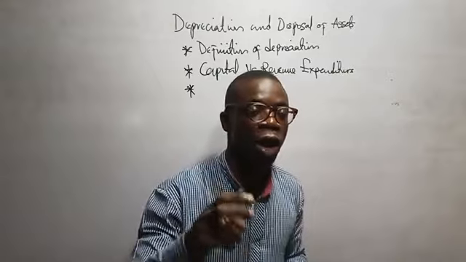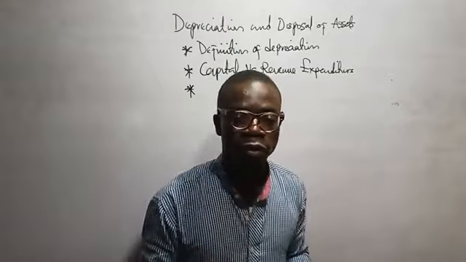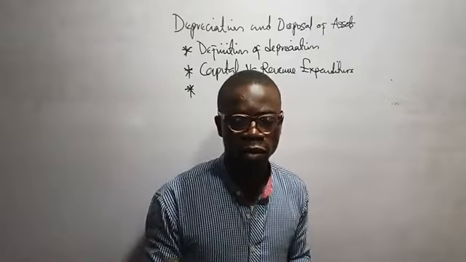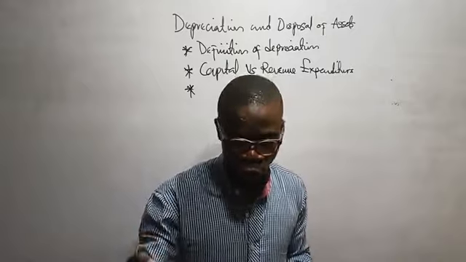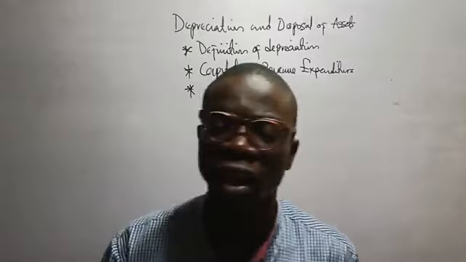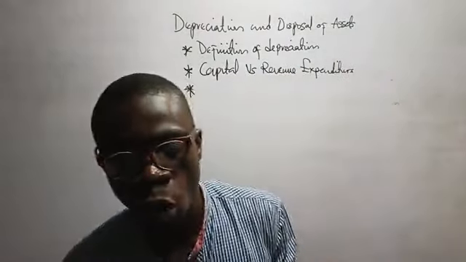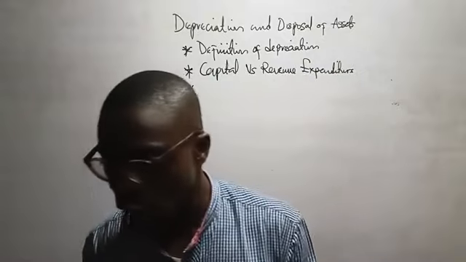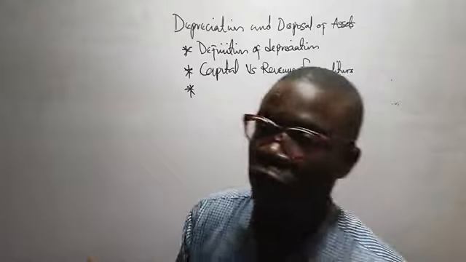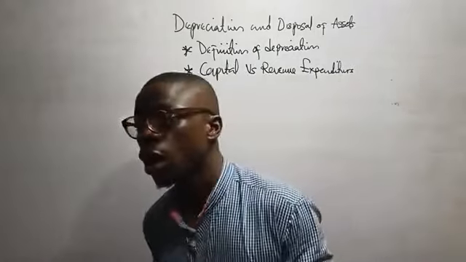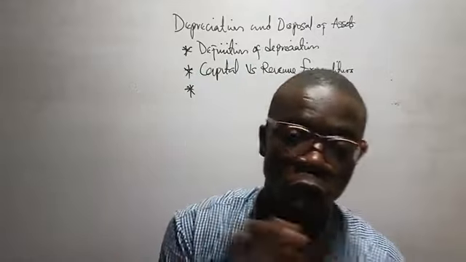We have tangible and intangible assets. When the value of tangible assets decreases, it is called depreciation. And when the value of intangible assets reduces, it is called amortization. Are we together now?